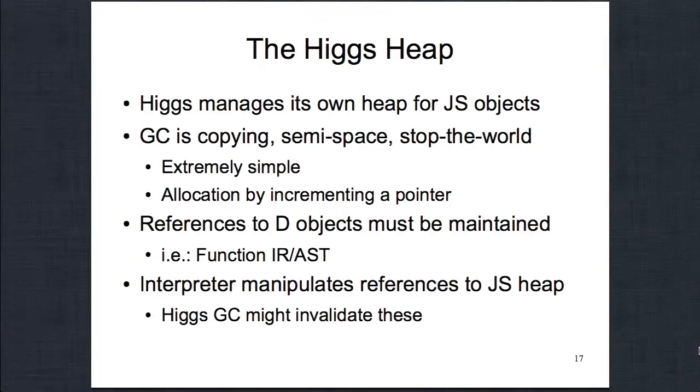So Higgs manages its own heap for JavaScript objects using a copying semi-space stop-the-world garbage collector. This has the advantage that it's very simple and also that it's very fast to allocate. You can do it just by incrementing a pointer. It has the disadvantage that references to D objects must be kept alive. So if I have a reference in my JavaScript heap to an AST or a function object, I have to keep it alive somehow so that D doesn't just collect my function. Also, when the interpreter manipulates references that are inside of my JS heap, the Higgs garbage collector might move those objects, so I have to be careful.